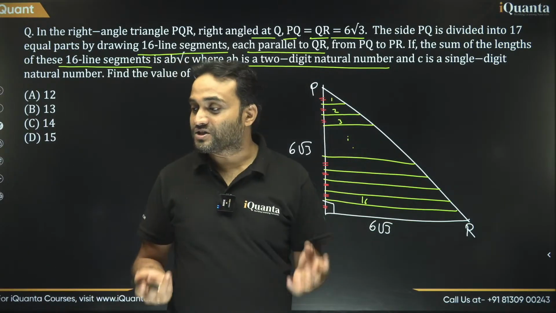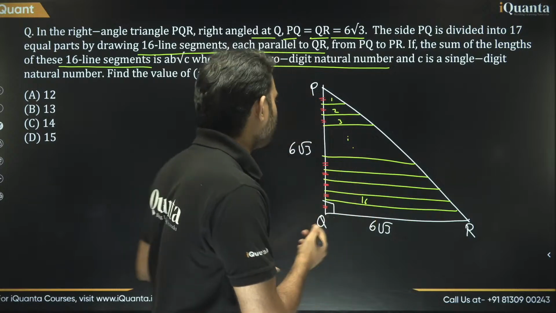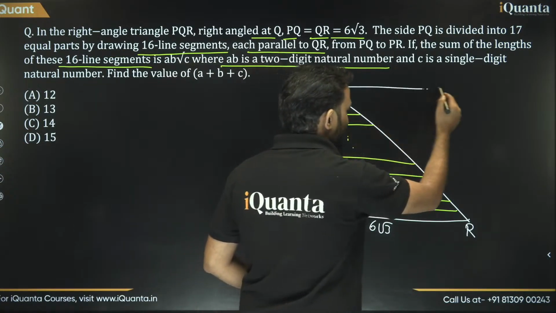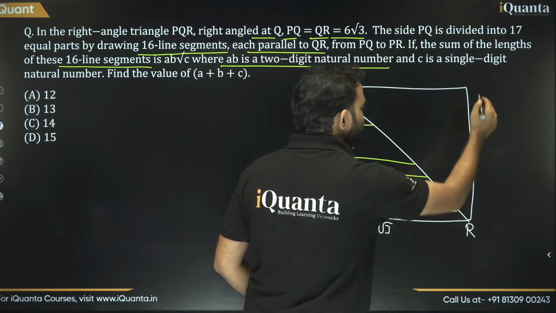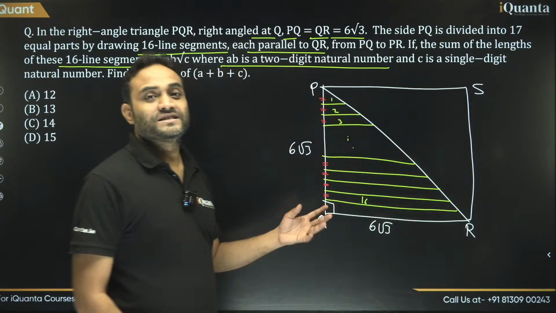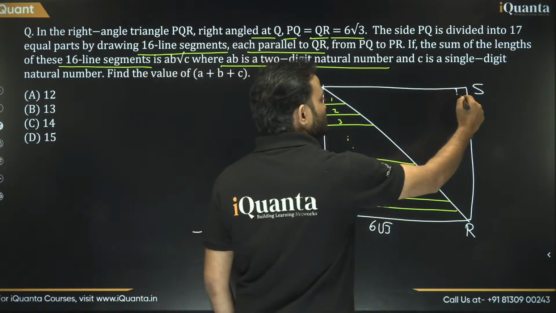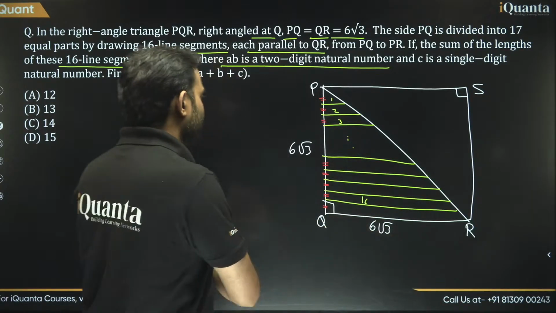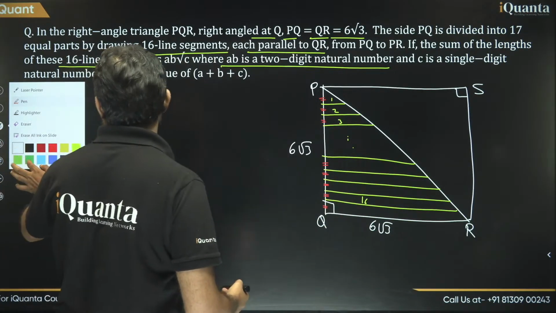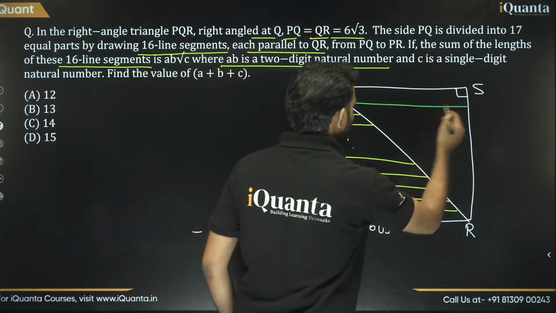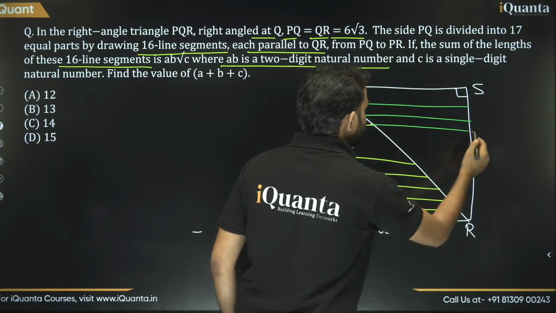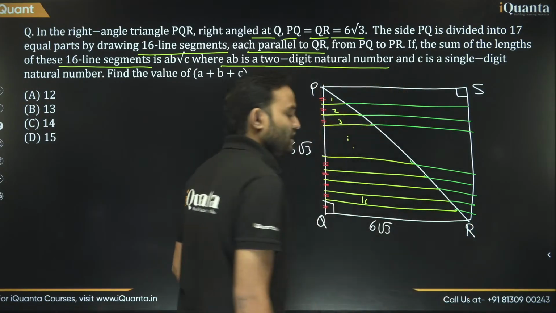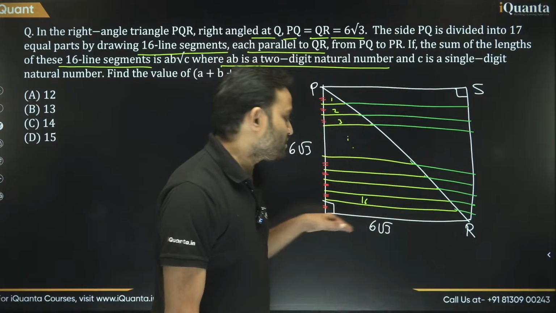So to solve this question, we don't need to do much. What you can do, can I extend this and then this? Let's say this is S. Can I say this will be nothing but a square, because PQ is equal to QR. Now, if I join these lines, can I say all of these lines will be equal, and that will be equal to QR.